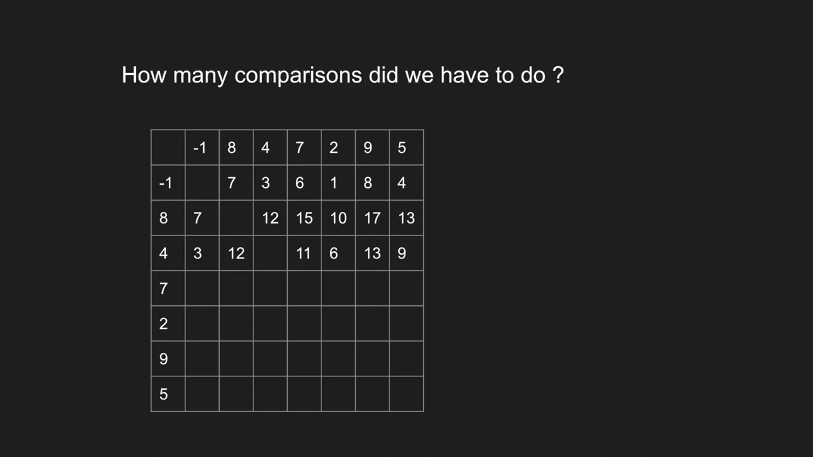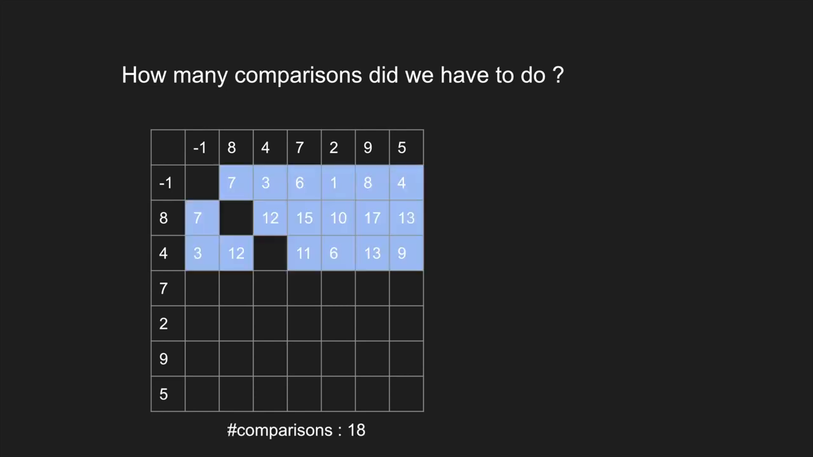Before we move on to the code, I would like to bring to your attention something that we're going to need in order to determine the time complexity of this strategy. And it is that we need to know how many comparisons we actually had to do. And it's quite simple. If I highlight the pairs that we have checked, you can count them and see that we made 18 comparisons.